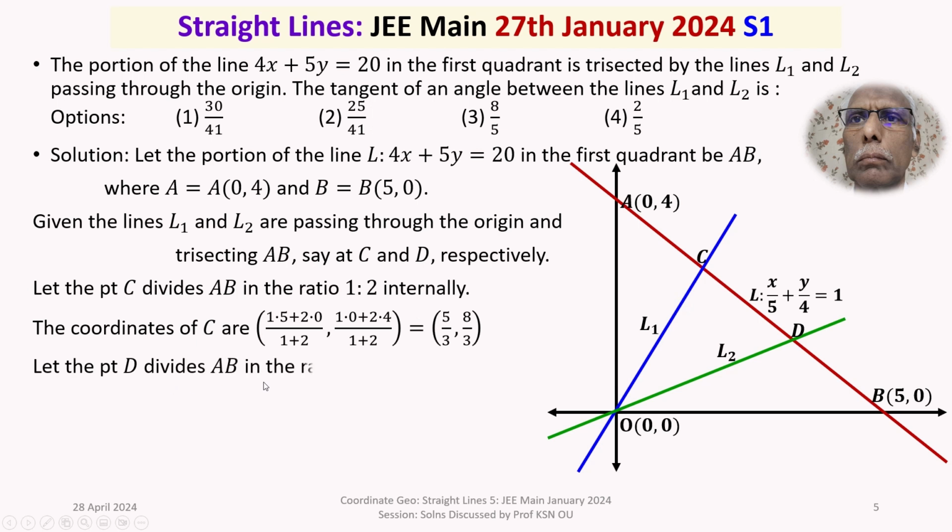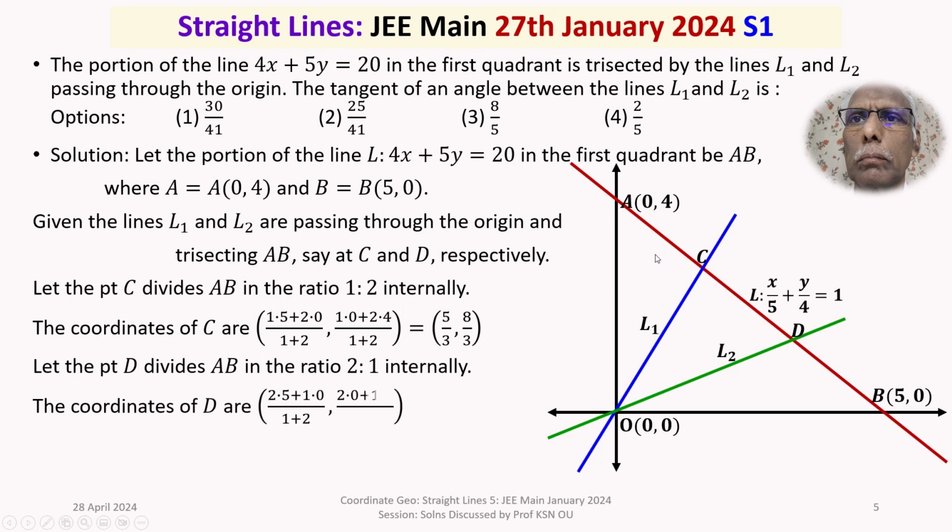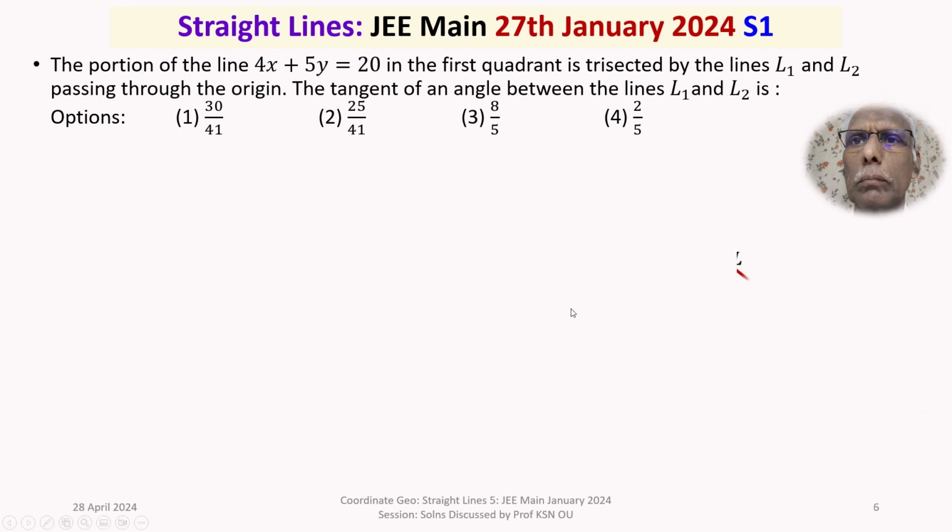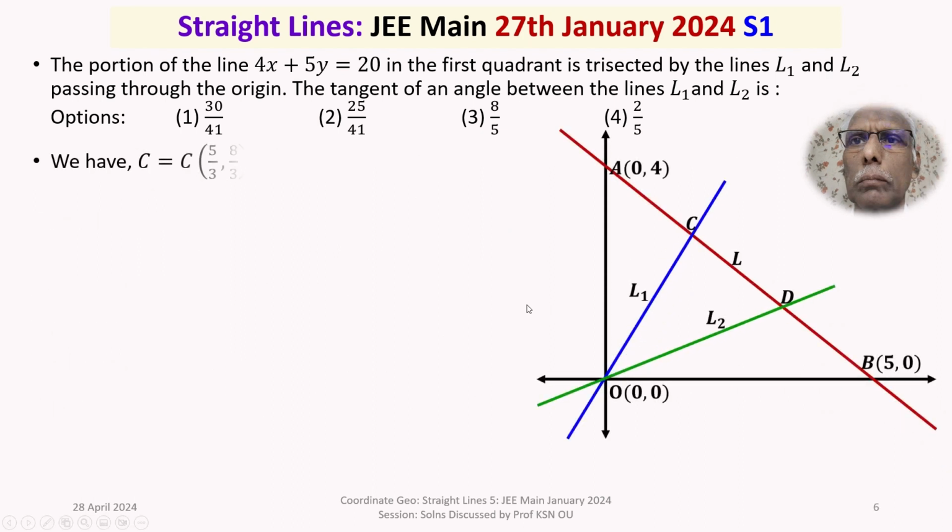In a similar fashion, let D divide AB in the ratio 2:1 internally. Therefore, use again the section formula as above. Then you will get the point D. The point D will have coordinates 10 by 3, 4 by 3. Agreed. What is it that we want? We want the tangent of an angle between L1 and L2. So that we will do in the next slide. Yes, that's what we have. The coordinates of C are 5 by 3, 8 by 3. The coordinates of D are 10 by 3, 4 by 3.